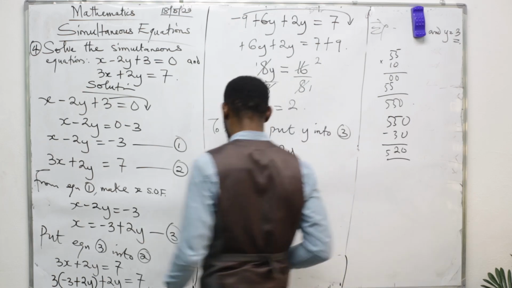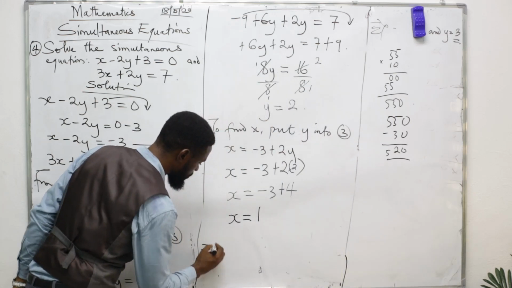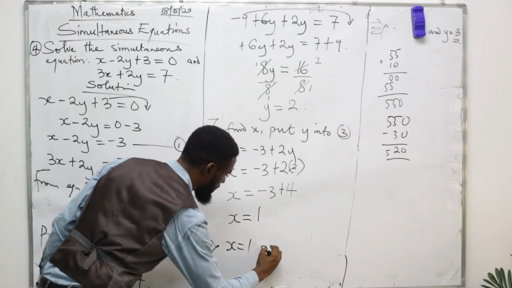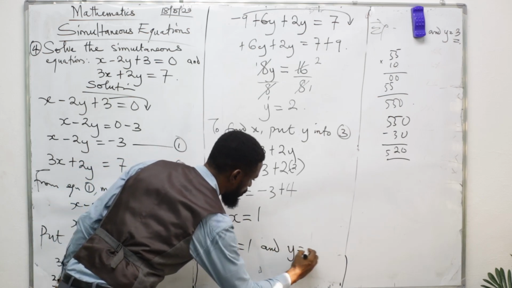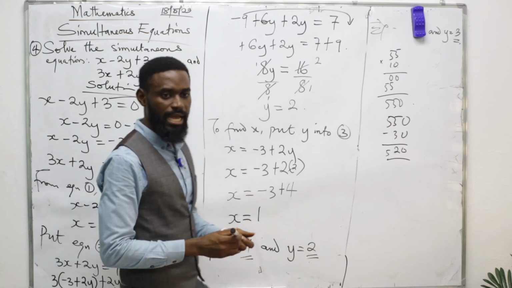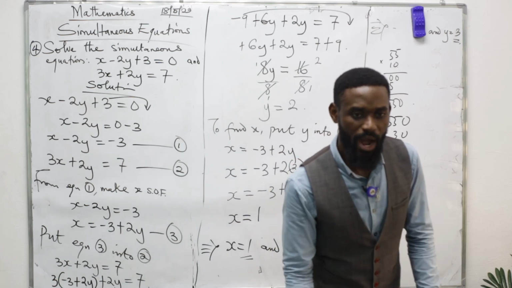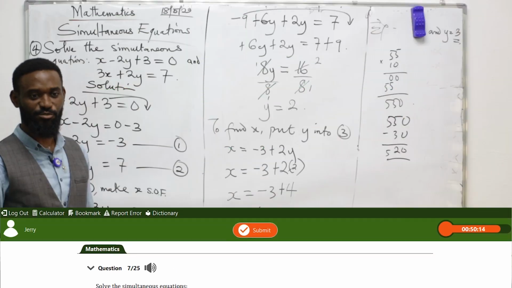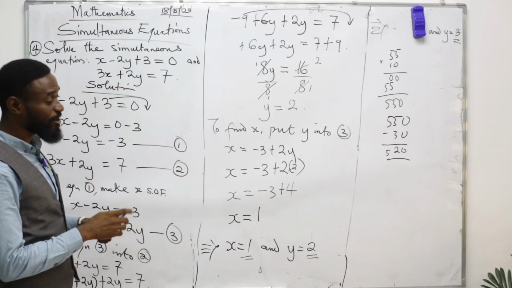Okay, so we say therefore, the value of x is equal to 1 and y is equal to 2. x is equal to 1, y is equal to 2, and that is option D in that particular question that is given.